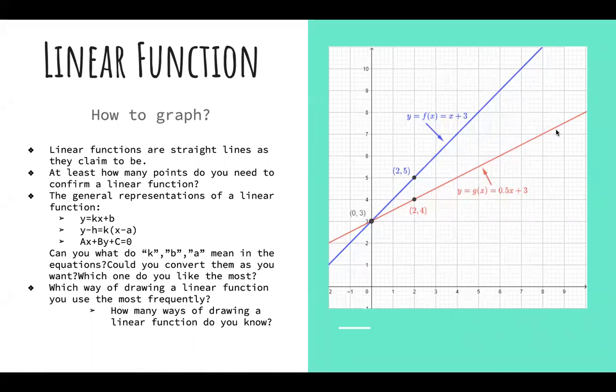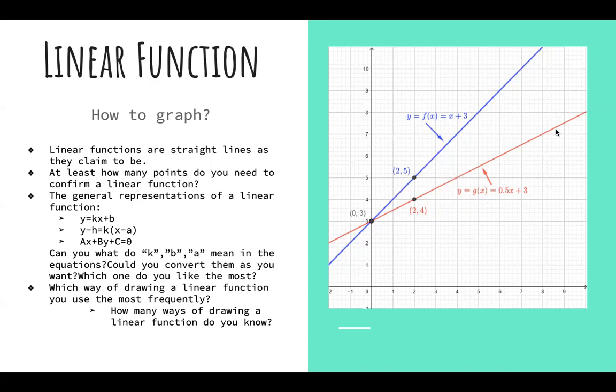So this is a linear function. A linear function is a function that is composed of straight lines, and for a linear function, you need at least 2 points to plot a straight line. The general representations of a linear function are through three equations: y equals kx plus b, y minus h equals k times x minus a, and ax plus by plus c equals 0.